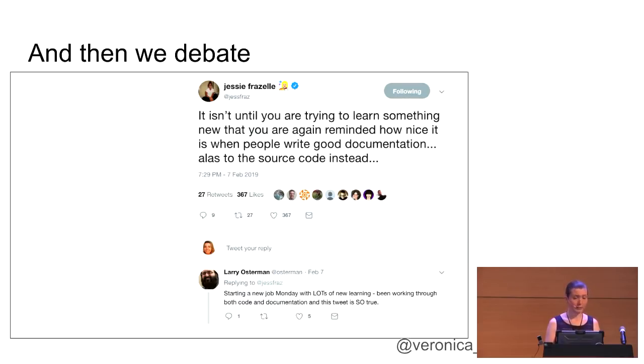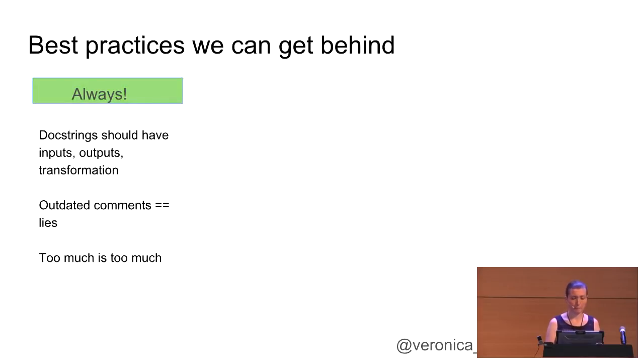So I started looking and saying, well, are there some things in all this debate that we can agree on? And there are some best practices that we can get behind. We generally agree doc strings should have inputs, outputs, and explain the transformation that's taking place. And everyone will tell you that outdated comments, that comment rot, those are dirty, filthy lies. We don't like those. They're terrible.